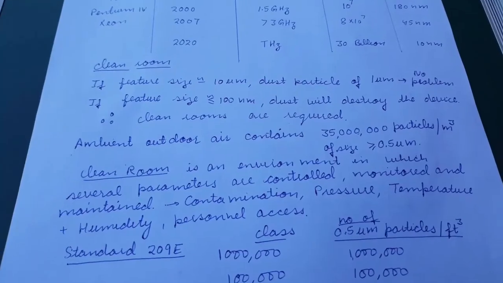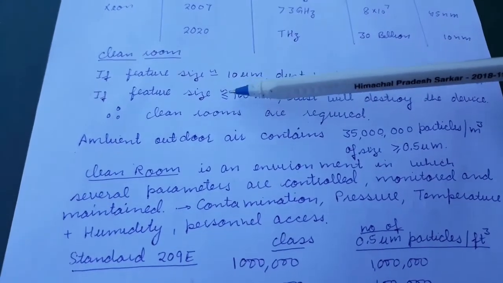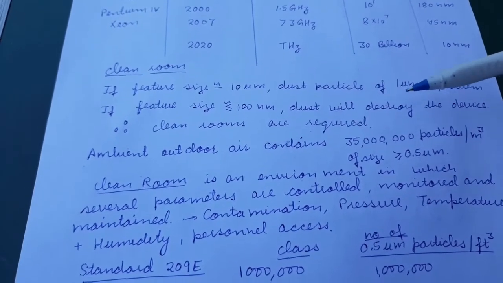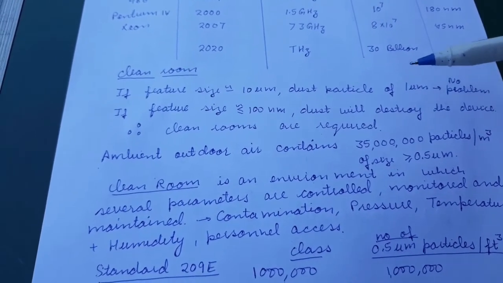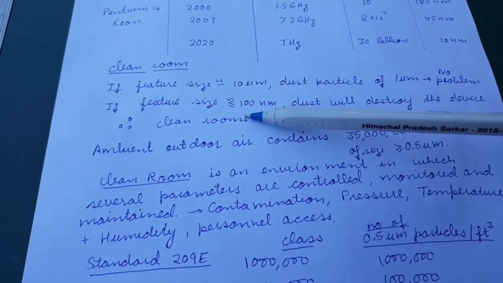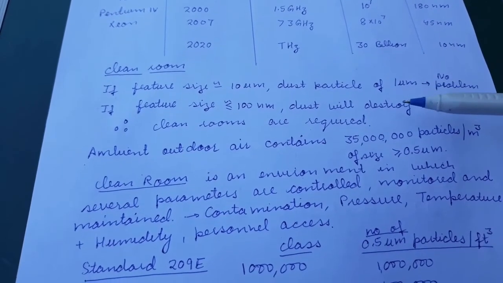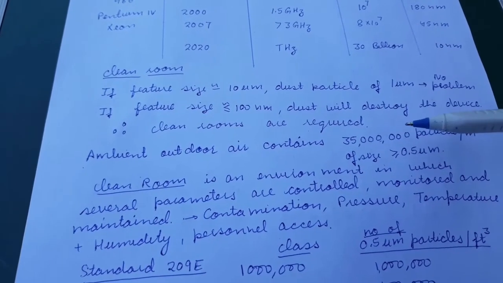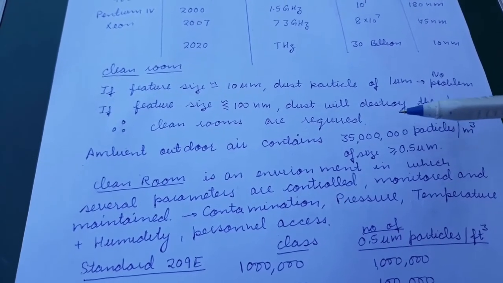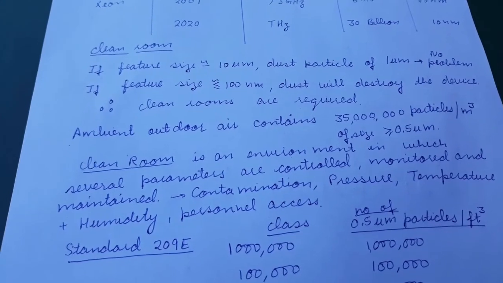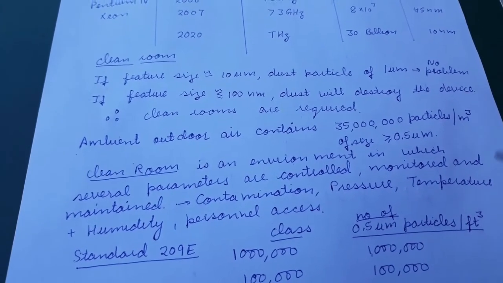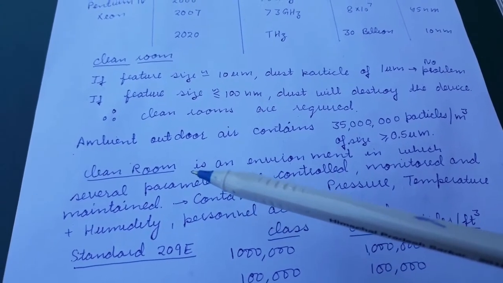If the feature size is of the order of 10 micrometers, then a dust particle of 1 micrometer will not be a problem. But if the feature size is of the order of a few nanometers, then a dust particle of the order of 1 micrometer or 0.5 micrometer will destroy the device entirely. Therefore, a controlled environment is required for the fabrication of integrated circuits. That is why clean rooms are used.